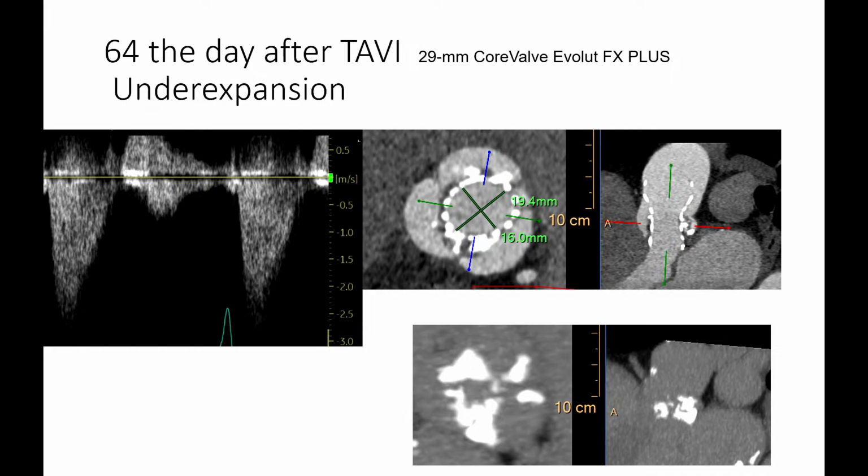this is a very interesting case. A patient 2 days after the TAVI, the gradient is clearly very high for an Evolut 29. And there was some suspicion of endocarditis. So CT was performed, and as you can see, there was a clear underexpansion of the valve.